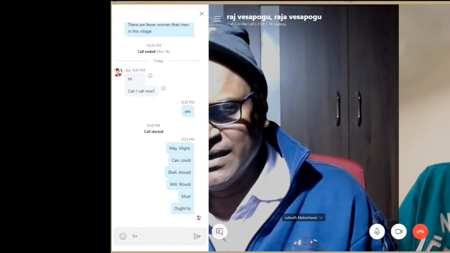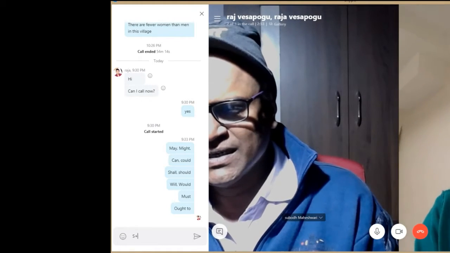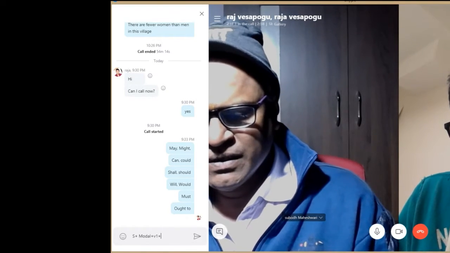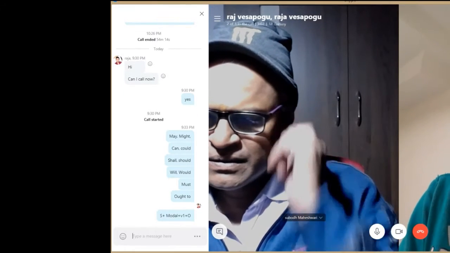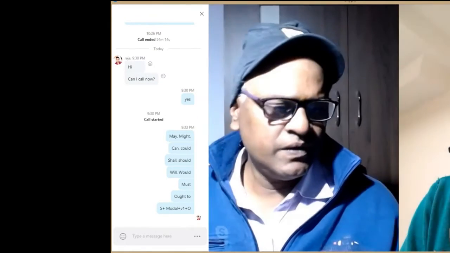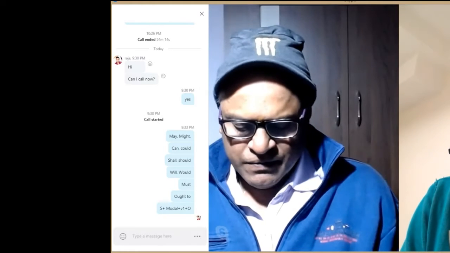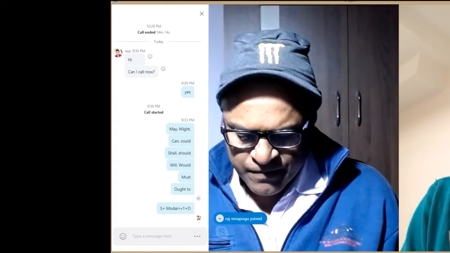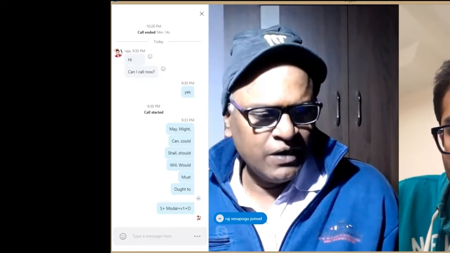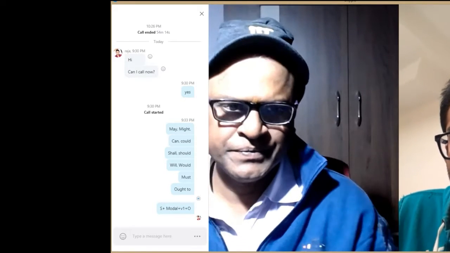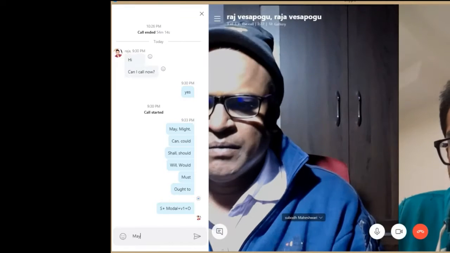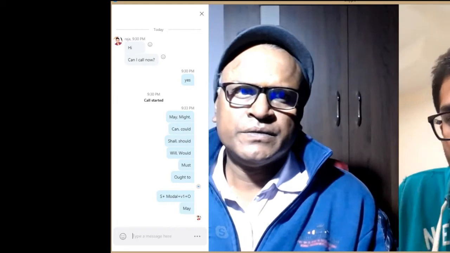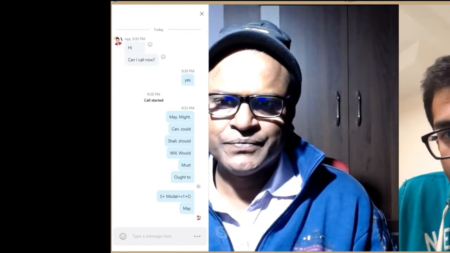And this is the general structure of the modals. Subject, we use modal plus first form of verb plus object. This is the general structure. We are going to study that first. Okay. So first we are going to learn may.